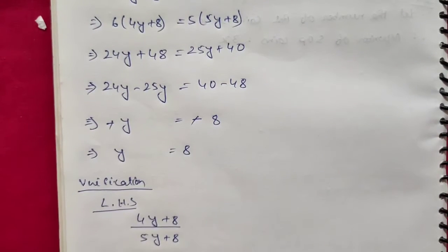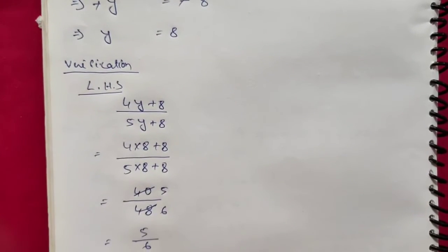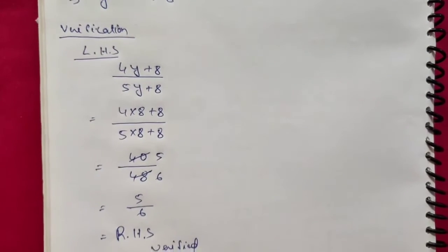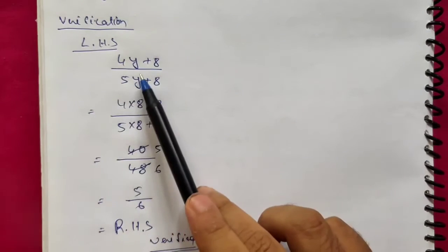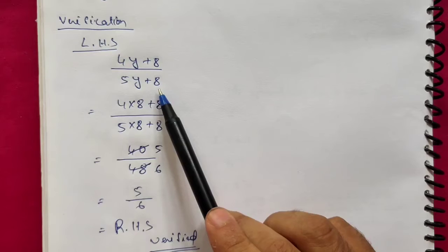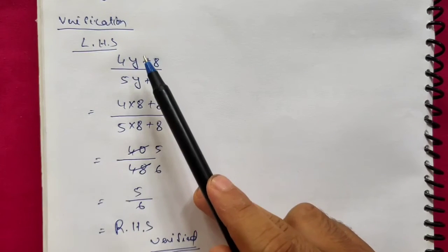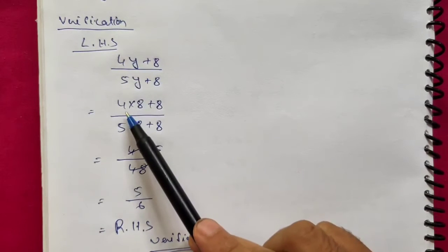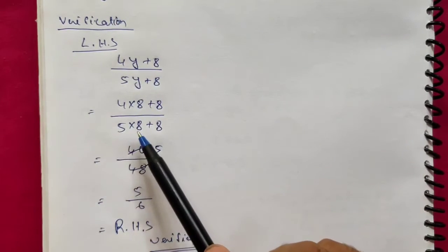Now next part is our what? Verification. In verification what we do? We have to check whether LHS equals RHS, right? So here LHS equals (4y plus 8) divided by (5y plus 8). Here what we do? We just put the value of the variable. Here it is y. So we have put the value of y, that is 4 into 8 plus 8, 5 into 8 plus 8.